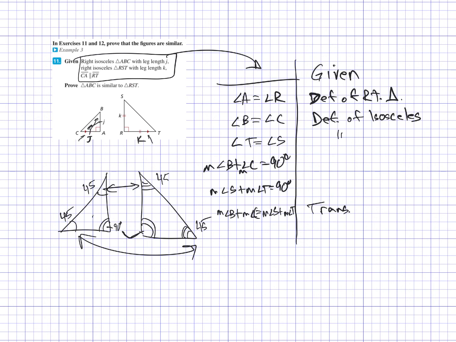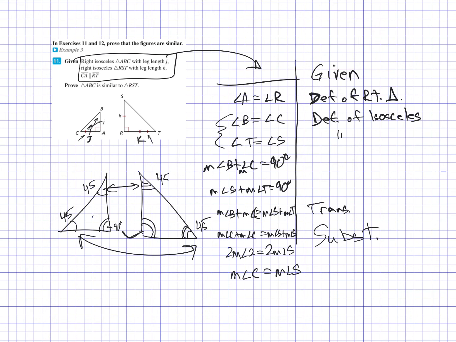All right. So therefore, by substitution, I can say the measure of angle C plus the measure of angle C equals the measure of angle S plus the measure of angle S. So basically, you have two measures of angle C equals two measures of angle S. Divide off the two, the measure of angle C equals the measure of angle S, which is what we were trying to say. All right, so this is all substitution.